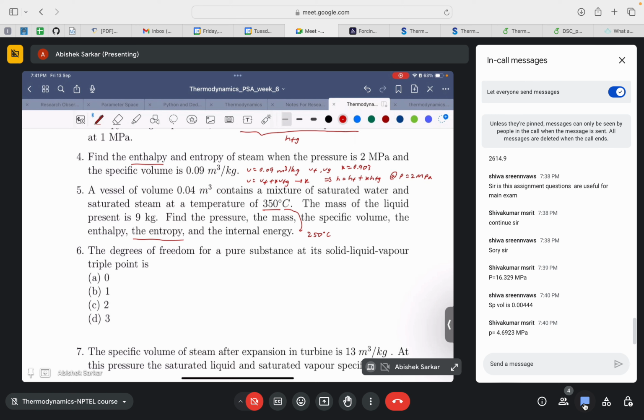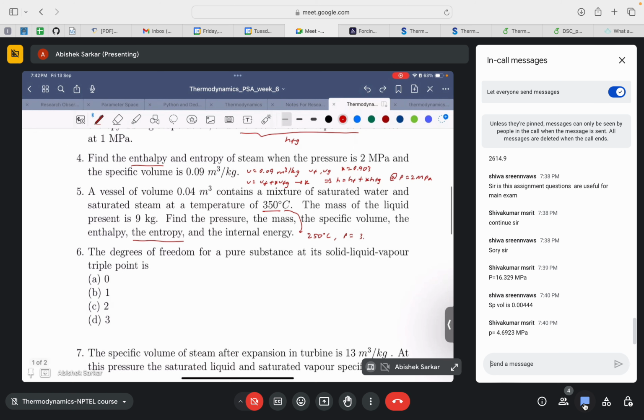So my table gives at T equal to 250 degrees Celsius, the pressure is 3.9730 megapascal. Can you just check it once, whether it is correct? Can you just verify it? Yes, exactly. Now it is correct.